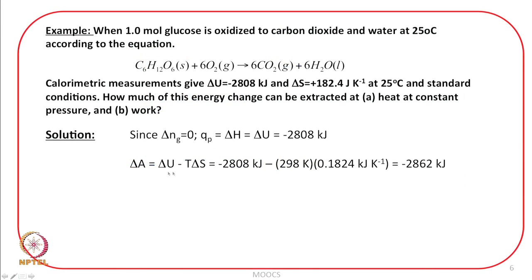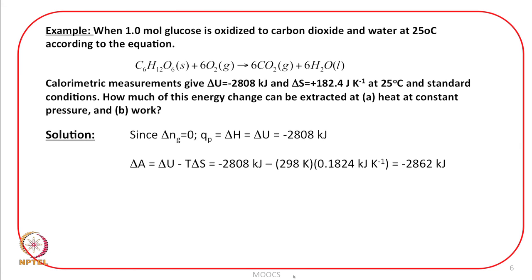So, delta A will be equal to minus 2808 kilojoules minus the temperature times the entropy change in kilojoules per Kelvin, and the overall value we get is minus 2862 kilojoules.